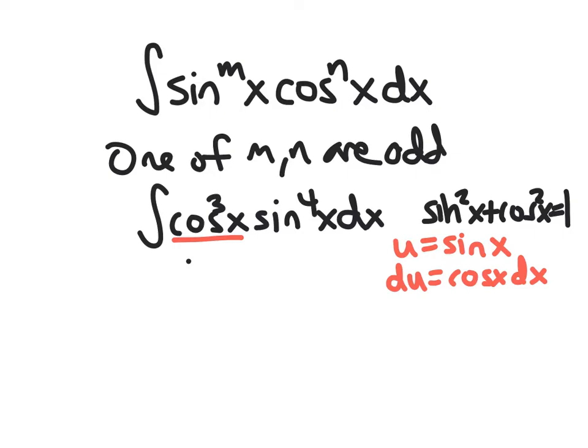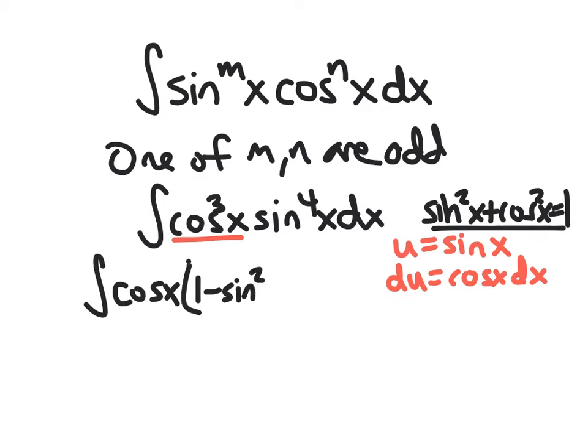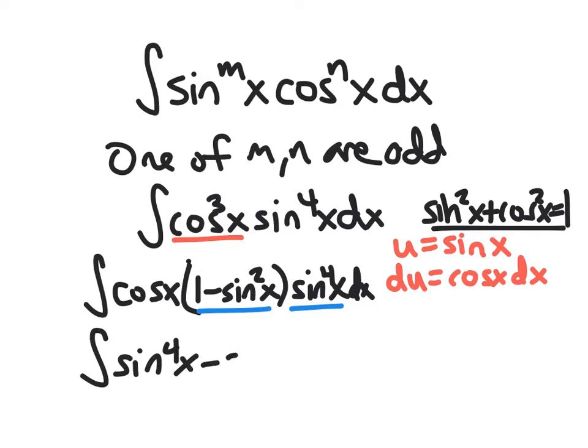Using this over here, I know that cosine squared is 1 minus sine squared. So I'm going to rewrite this as, okay, I've got a cosine, and then I'm going to peel off two of these cosines and rewrite it as 1 minus sine squared, and then keep my sine to the fourth. Well, I can distribute out these two pieces, and then I am left with sine to the fourth x minus sine to the sixth x, times cosine x dx.